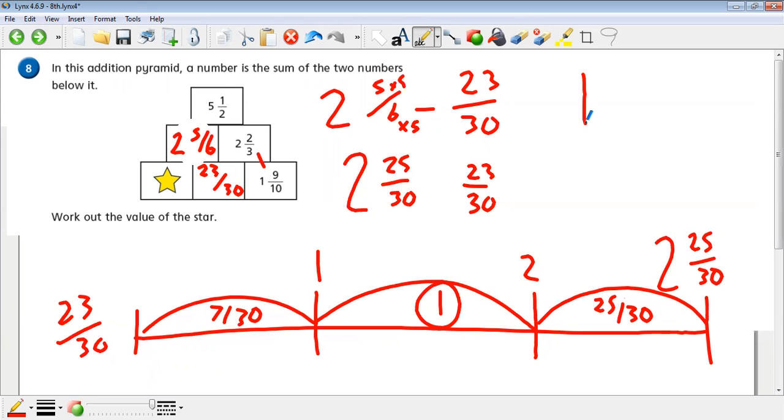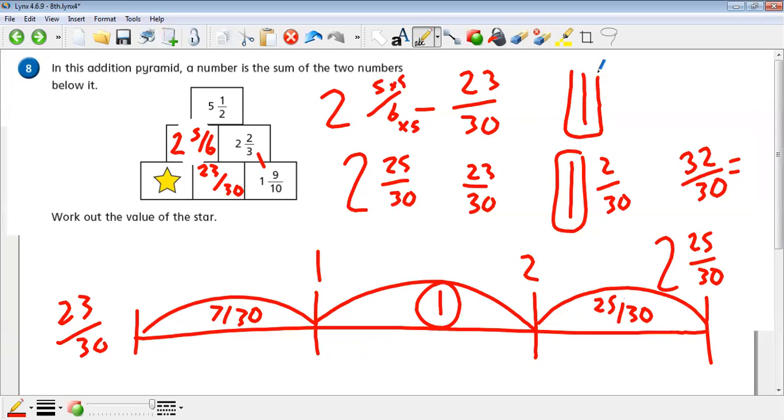Now this is going to tip us over into top heavy or improper. So that's going to add up to 32 30ths, which is 1 and 2 30ths. This whole 1 and this whole 1 can come together to make 2 and 2 30ths. And if you want to simplify, it'll be 2 and 1/15.